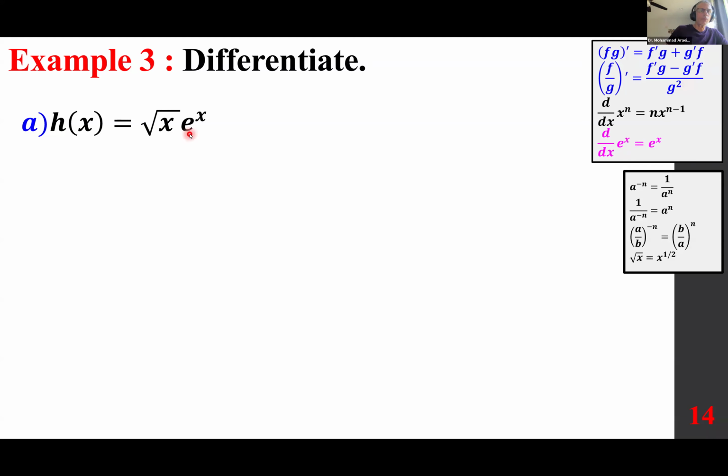So this is the product of the square root of x, which is x to the power of 1/2, and e to the power of x. We put it in this format so we can use the power rule. We notice it's the product of the two. I'm going to put a raised dot in between, and then I'm going to call this f, and I'm going to call this g. Therefore, we can use the product rule.